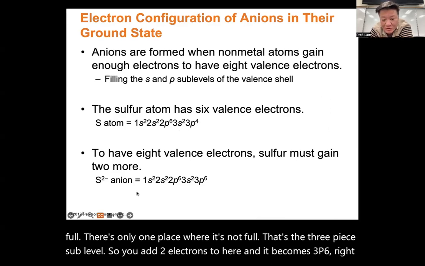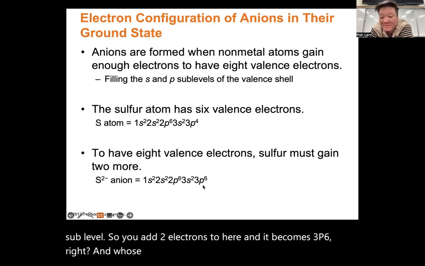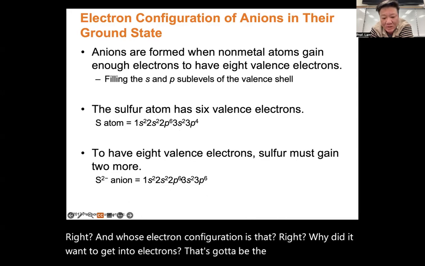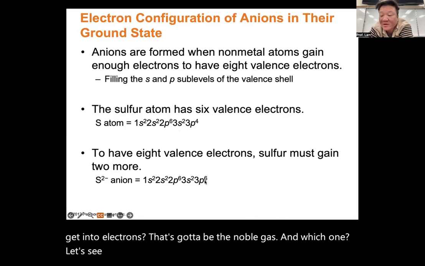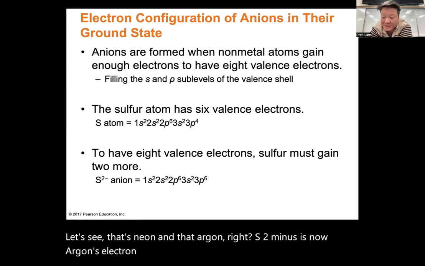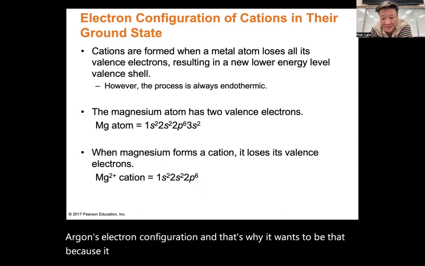And whose electron configuration is that, right? Why did it want to gain 2 electrons? That's got to be the noble gas. And which one? Let's see. That's not neon, that's argon, right? S2- is now argon's electron configuration. And that's why it wants to be that, because it is more stable.